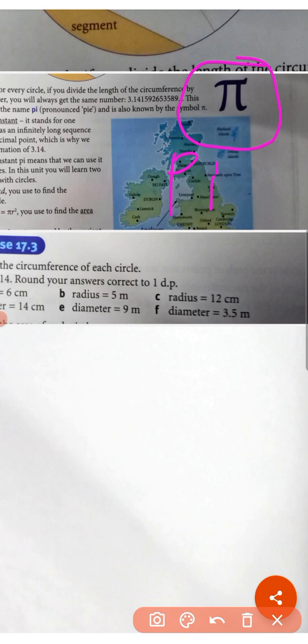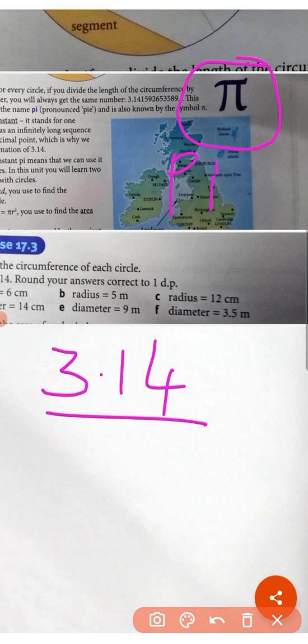So, here we are approximating pi as 3.14. Because in the decimal part, the numbers of pi will continue, we are approximating pi as 3.14. The constant pi means that we can use it in formulas about circles.